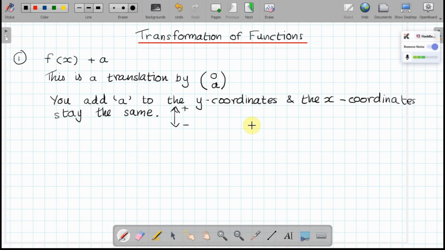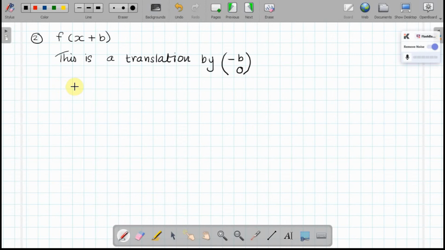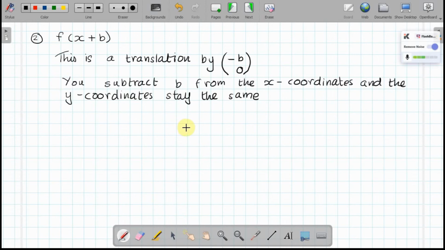Now let's have a look at the next transformation, which is in this form. Well, what does it mean? Let's have a look at the mathematical explanation. This is a translation by the column vector minus b, 0. Well, what does this mean? You subtract b from the x coordinates and the y coordinates stay the same. This is a horizontal movement.